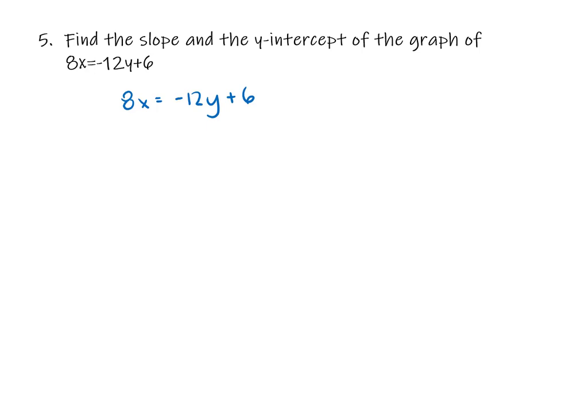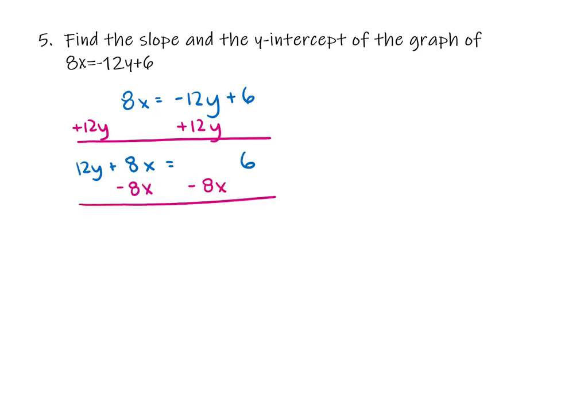So I just like to add 12y to both sides to get the y on the left. Because those aren't like terms, I can't combine them. So I do need to rewrite this and leave them as separate terms. Now I'm going to move the 8x away, so I'm going to subtract it from both sides. And that gives me 12y is equal to negative 8x plus 6.